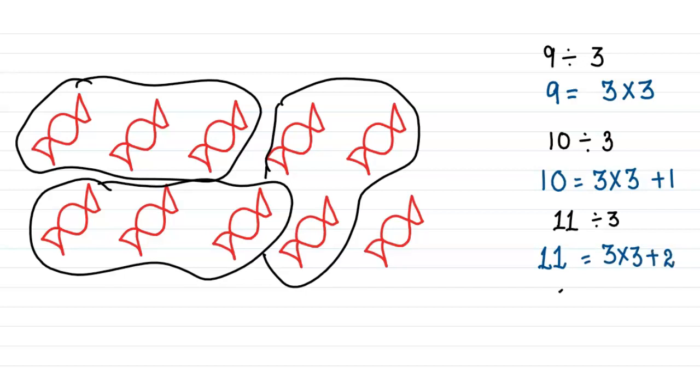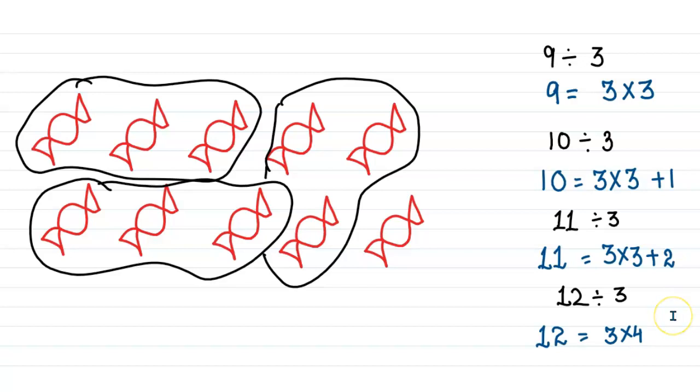Again, we can also have 12 divided by 3, and the division statement will look like this. 12 is equal to 3 times 3 plus... Now, when we are going to have 12, we know 12 can be divided into 4 groups of 3. So we will write 3 times 4, and no toffee will be left outside.